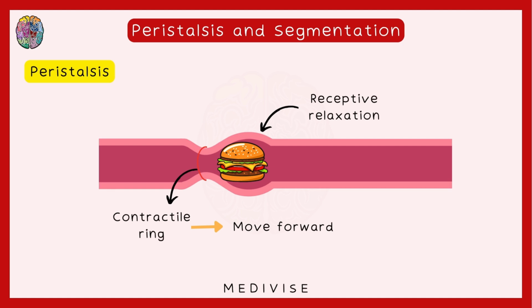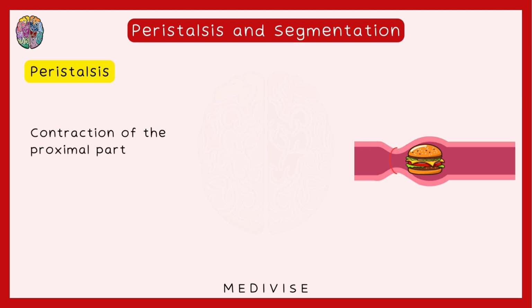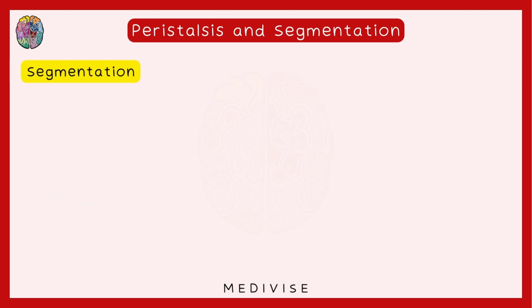This formation of the contractile ring and contraction is due to acetylcholine and substance P, while the relaxation is due to VIP, or vasoactive intestinal peptide, and nitric oxide. So quickly summarizing, there is contraction of the proximal part and at the same time relaxation of the distal part. A combination of both of these causes the food to move in the forward direction. Next, let us look at segmentation.